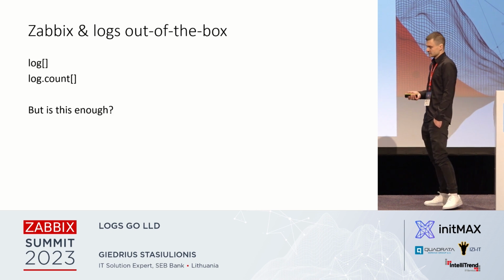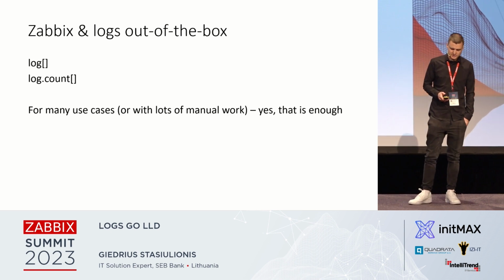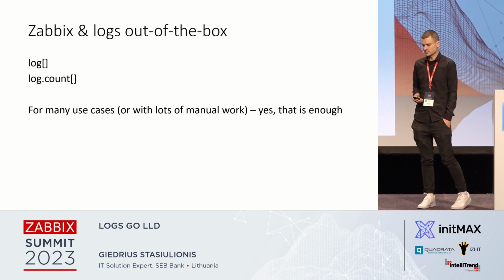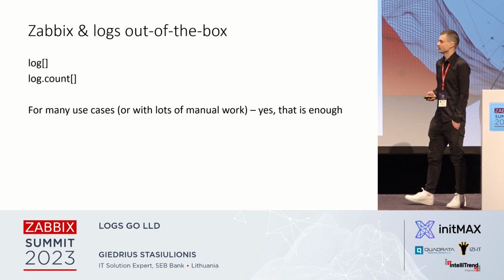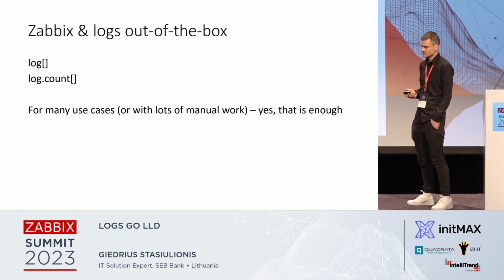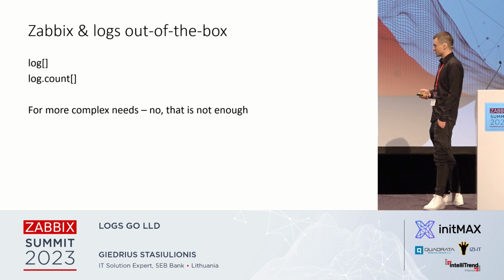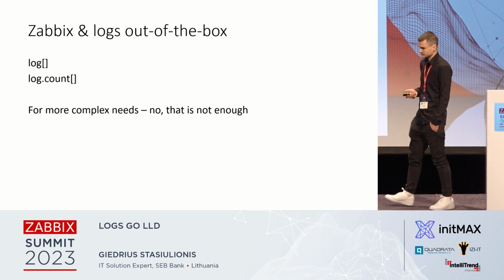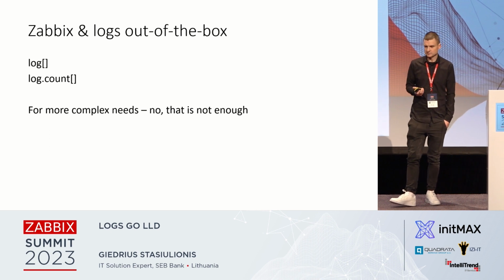But are those items enough? That is the question. I would say that for most cases, when you have a limited range of patterns to be defined, when it's kind of simple, and most checks are actually simple in the end, those items are really enough. But what to do in more complex cases? And I would like to define several of them, so you would understand what is more complex.